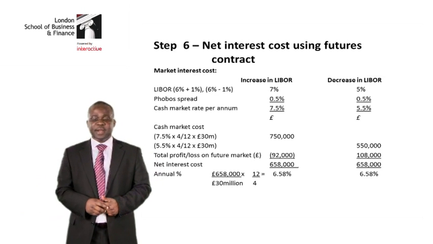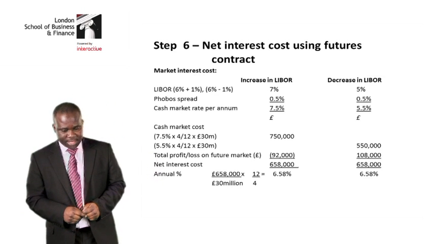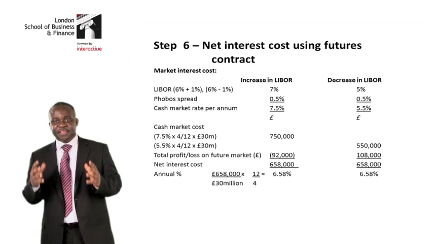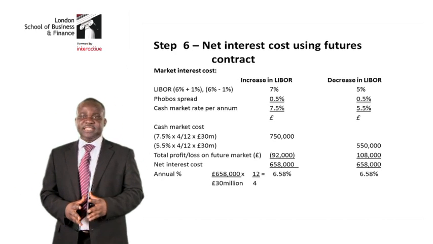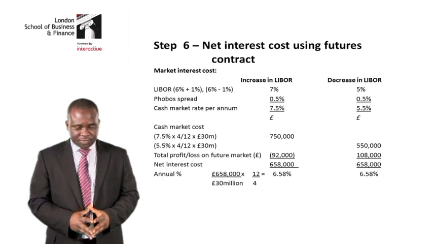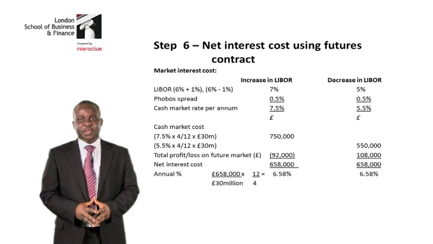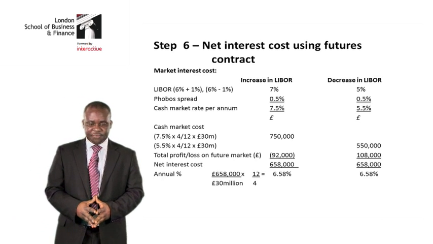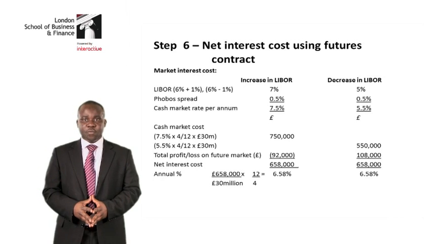Okay, how much are we going to pay? We need to borrow 30 million at an interest rate of 7.5%. If interest rate increases, we are borrowing for a period of 4 months.